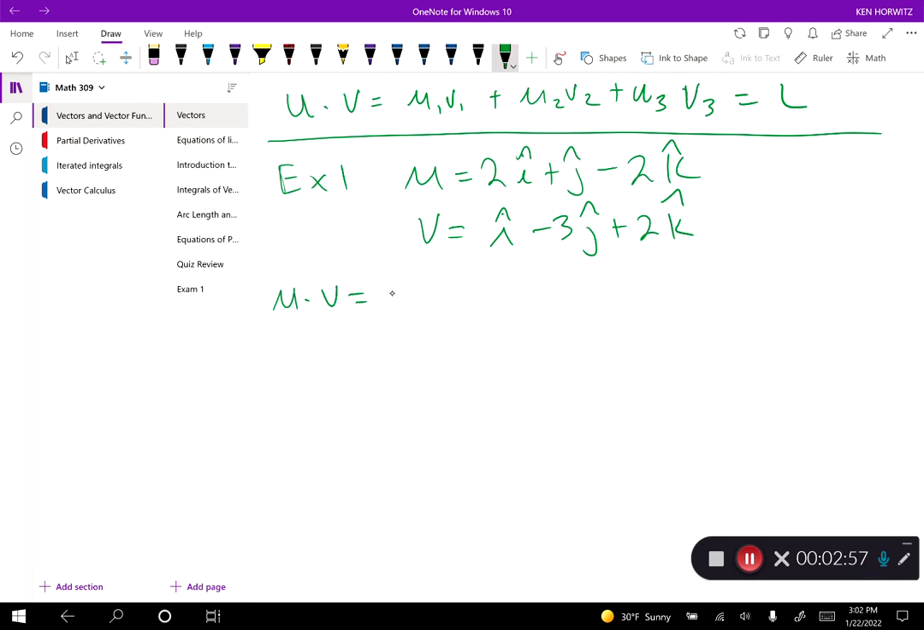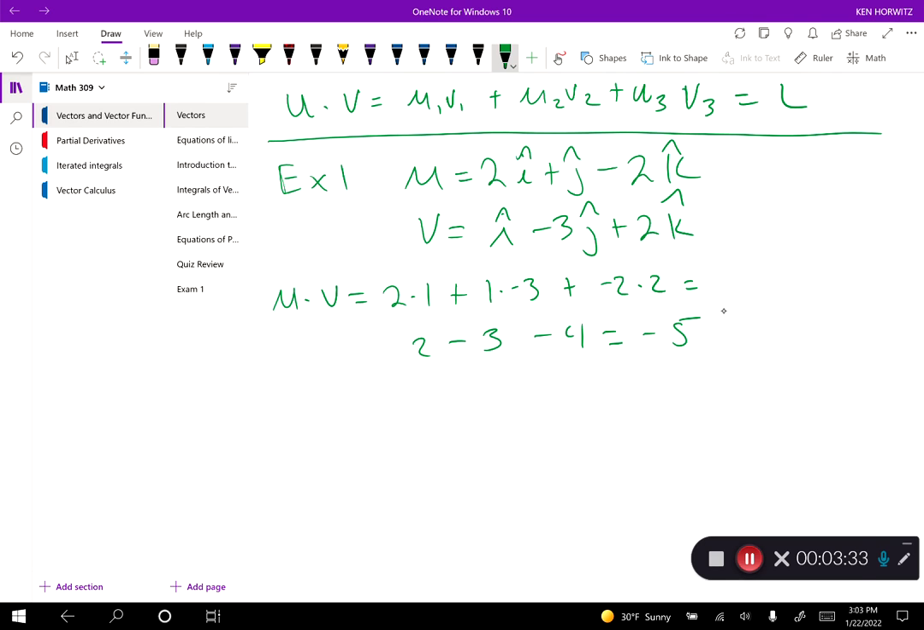Now let's say I just want to do u dot v. First thing I know is that my answer is going to be a scalar. So I take my first elements, that is 2 times 1. Then I'm going to add that to 1 times negative 3. Then I'm going to add that to negative 2 times 2. So 2 times 1 is 2, minus 3, minus 4, and that's going to equal negative 5. So that is the result of my dot product.